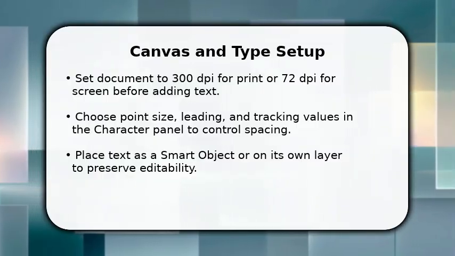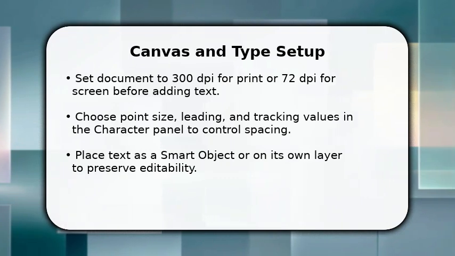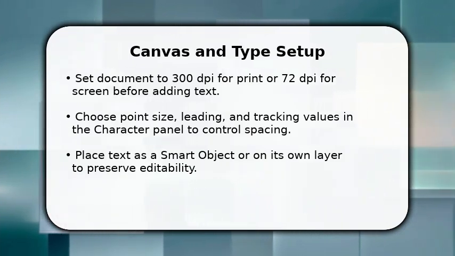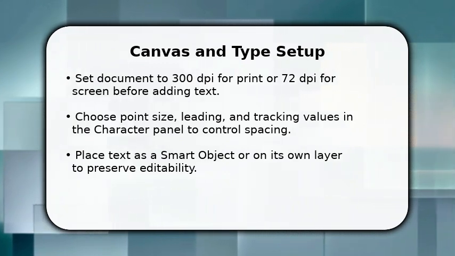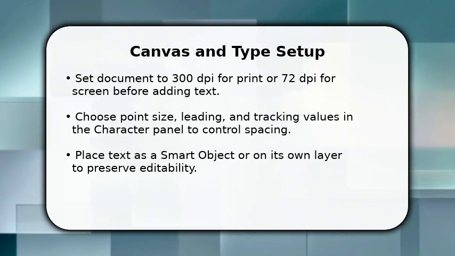Start by setting your document size and resolution. 300 dpi for print, 72 dpi for screen, and use RGB for web or CMYK for print. Create a type layer and pick a point size.